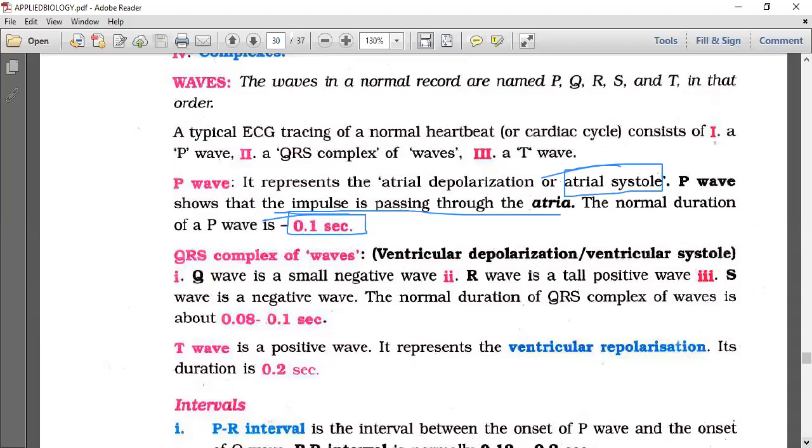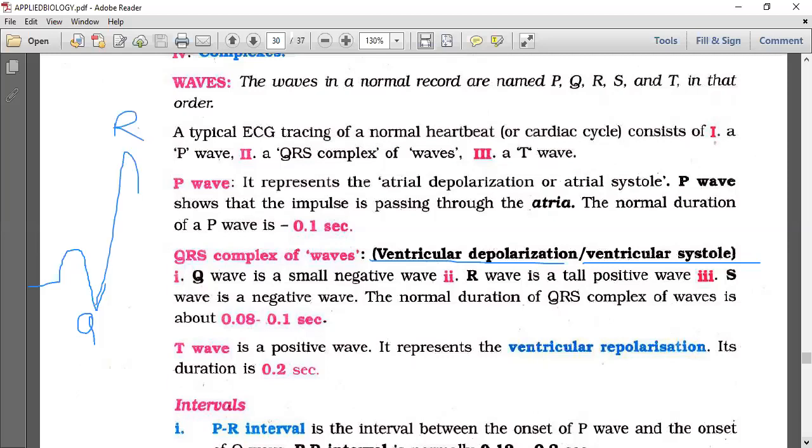Next, the QRS complex. It is ventricular depolarization or ventricular systole. The Q wave is a small negative wave. What is a negative wave? It goes down. That's why we say negative wave. The R wave is a tall positive wave, meaning we are going up. The S wave is a negative wave coming down. So this is P, and this is QRS. The Q wave is a small negative wave, which I am showing in red. The R wave is a tall positive wave, and the S wave is a negative wave.